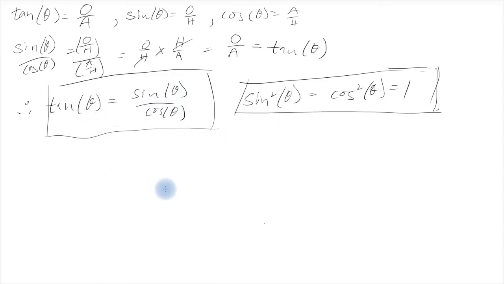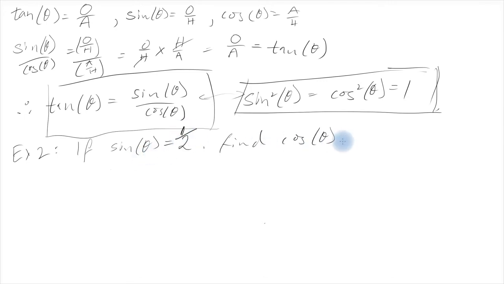So let's do an example using both of these. Example 2. If sine of theta equals, let's say, sine of theta equals 2, find cosine theta. Oh, maybe let's not make it 2. Let's make it a half. Sine of theta equals a half. Find cosine of theta and tan of theta.